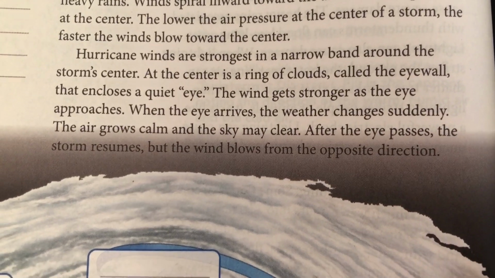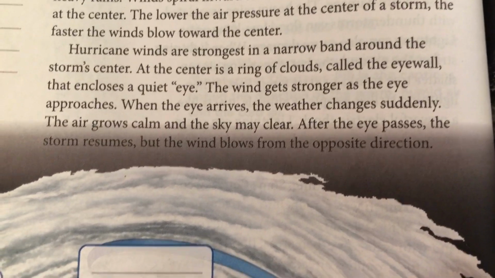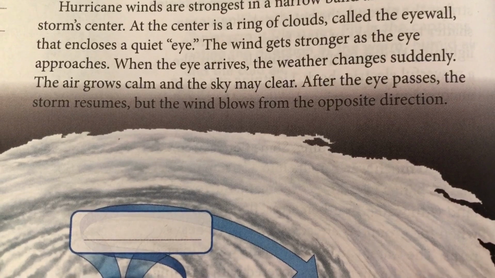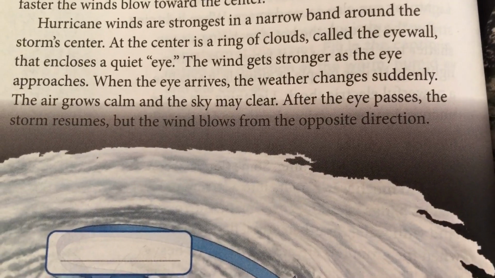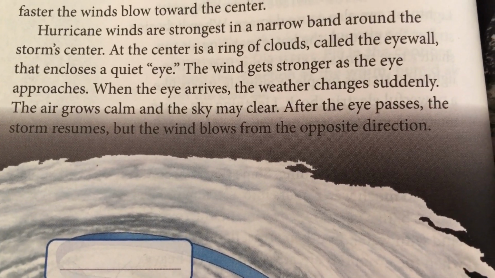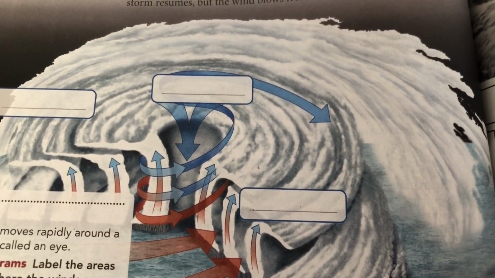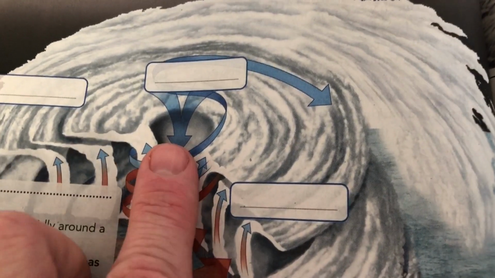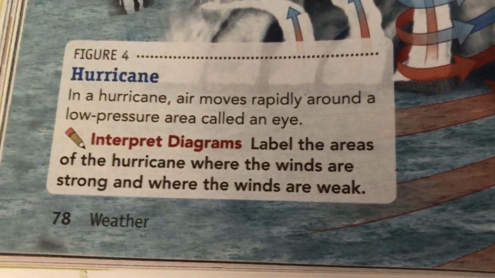The wind gets stronger as the eye approaches. When the eye arrives, the weather changes suddenly. The air grows calm and the sky may clear. After the eye passes, the storm resumes, but the wind blows from the opposite direction. Here's the diagram of that hurricane. And note in the middle is what they call the storm's eye. In a hurricane, air moves rapidly around a low pressure area called the eye.